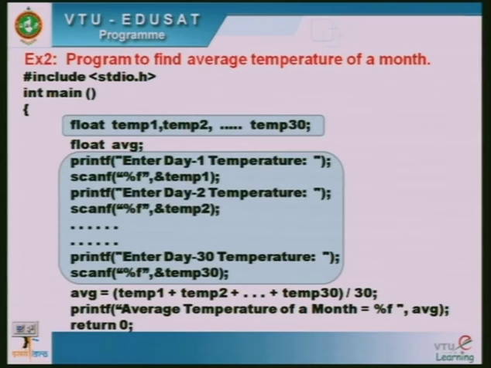The only change we can notice here is that in a week, when computing the average temperature, we were using only 7 declarations, and 7 printf and 7 scanf statements, and in taking the sum of all these values we were taking the 7 independent values, temp1, temp2 up to temp7. But when the question is to find the average temperature of a month, we need to declare 30 different variables here, right?